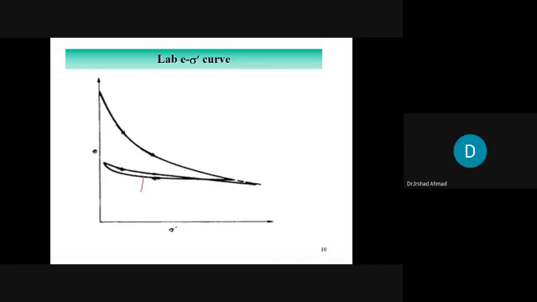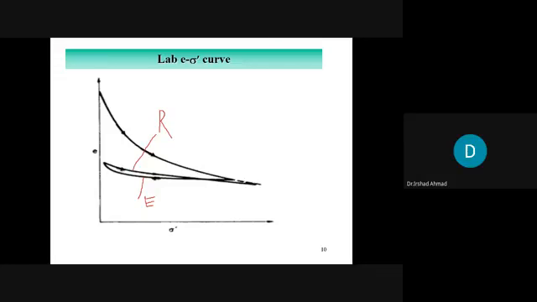This is called recompression curve. No, sorry, this is called expansion curve. Expansion curve. And this curve is called recompression curve, because you are recompressing the soil specimen.